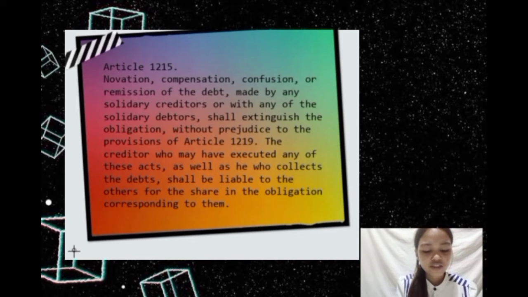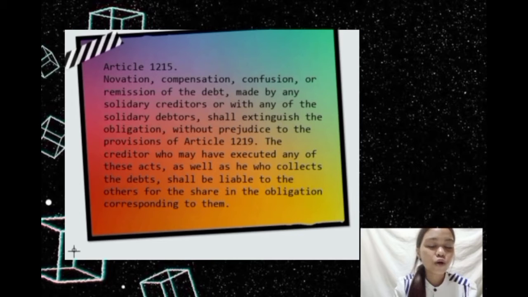Or 3, subrogating a third person in the rights of the creditor. So, for example, Jad and Princess are solidarily liable to Kate and Diane, solidary creditors, for the payment of 300,000 pesos. Later, Jad and Kate agreed that instead of paying 300,000, Jad will only give his motorcycle.